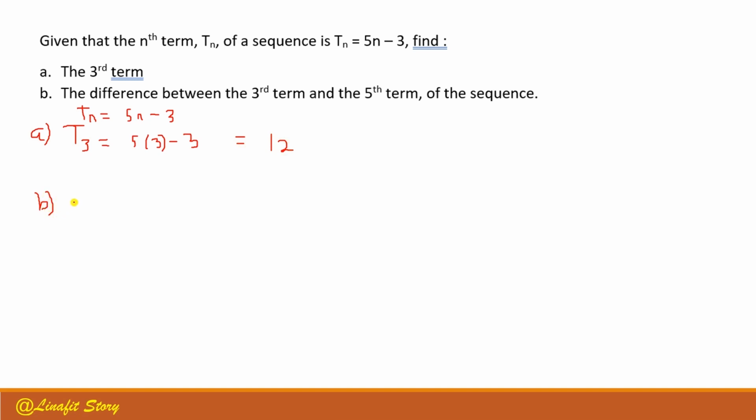And then the fifth term is equal to 5 times 5 minus 3. 25 minus 3 is equal to 22. So the difference between the third and the fifth term is 22 minus 12, which is equal to 10.